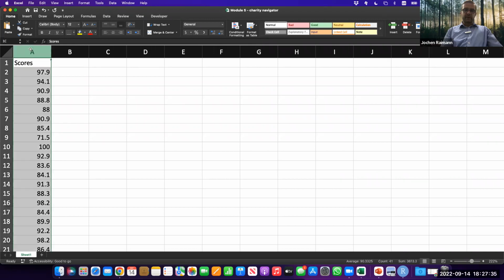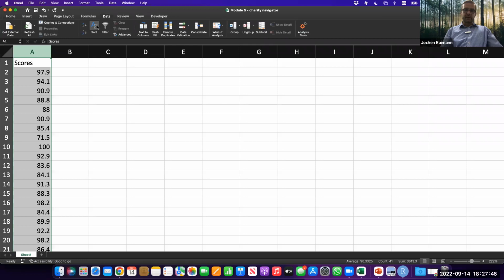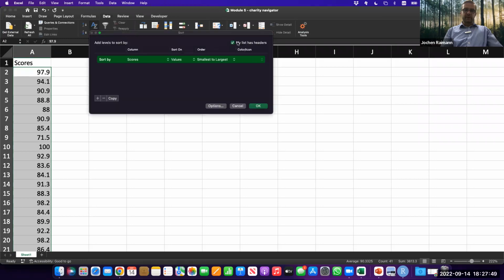Now A2 to A41 are all the individual scores. First action item I suggest for a small data set like that: click on data and let's sort it. Make sure that you select my list has headers, because it has a header. You sort it by scores, on values, from largest to smallest. What if we didn't have headers? It would sort the header into your data and mix it in, which is not very favorable.